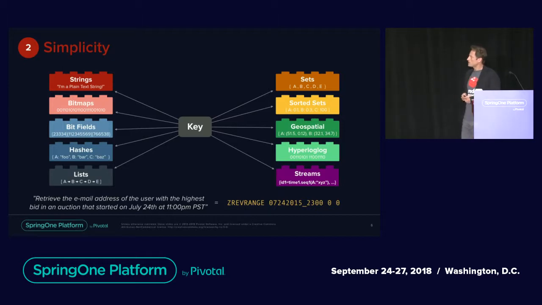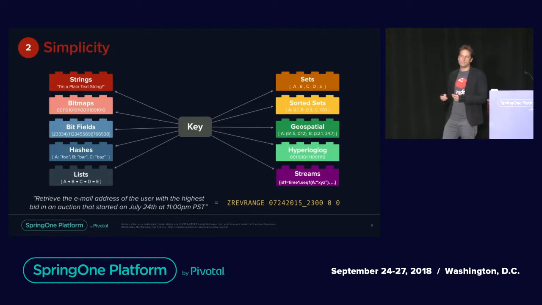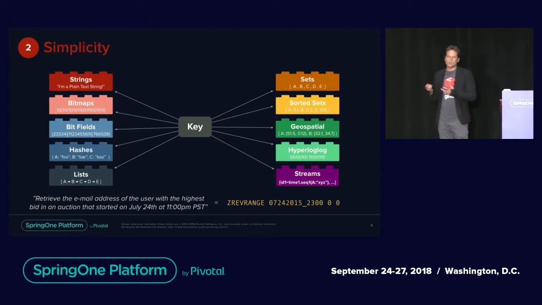At the bottom here, you can see an example of what you can do with one of these data structures. In this case, it's a sorted set. If you want to retrieve the email address of a user with the highest bid in an auction that started at a specific time, you can access it using the ZREVRANGE command, which basically gives you the elements of a sorted set in reverse order. So you can see how compact Redis commands can be if you really leverage the power of the underlying data structures.